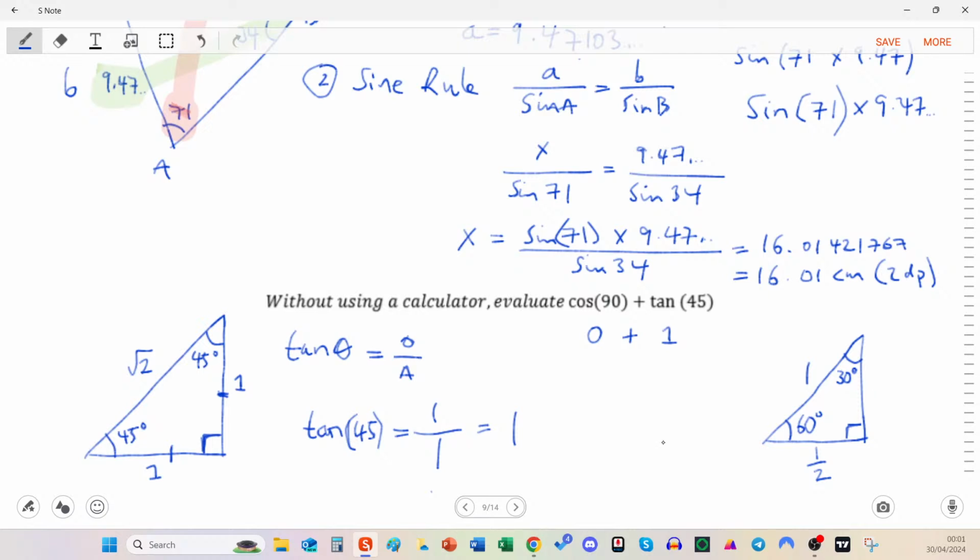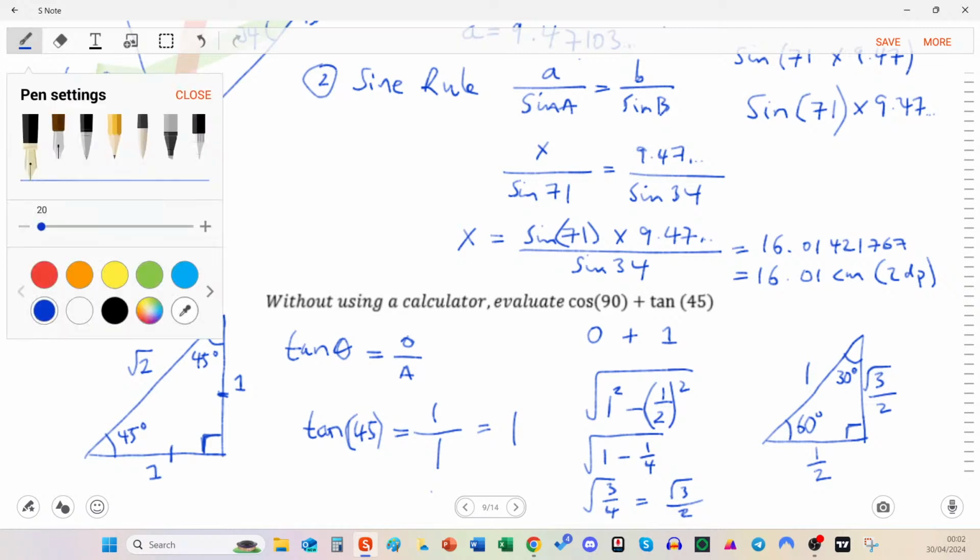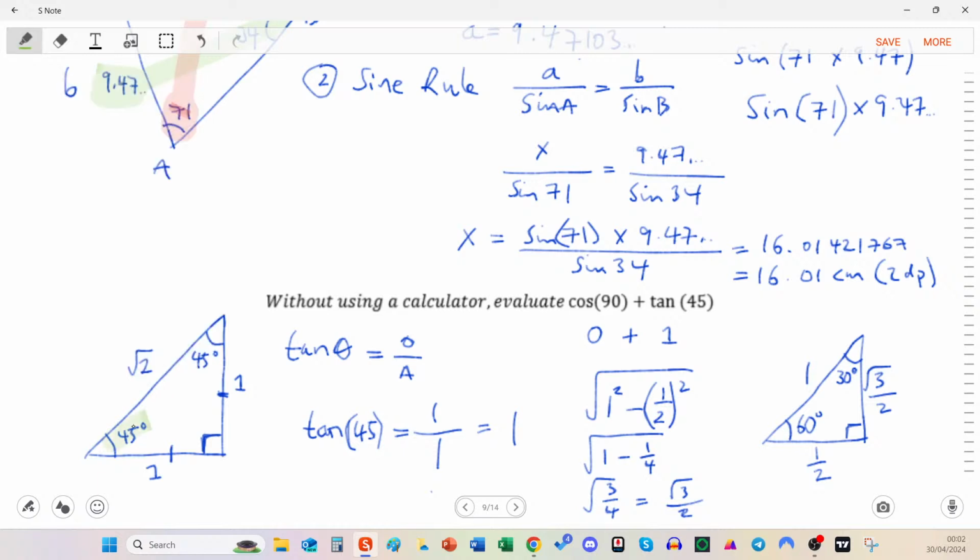We now need the final side, which is going to be 1 squared take away a half squared, square rooted. So let's just do this properly. 1 minus a quarter, which is 3/4 square rooted, which is root 3 over 2. So we know everything about that triangle. What are the angles involved in these two triangles that we know everything about? 45 degrees, 60 degrees, and 30. So whenever you're asked to do trigonometry and you don't have a calculator, you need one of those 3 angles, and you can find their exact value.